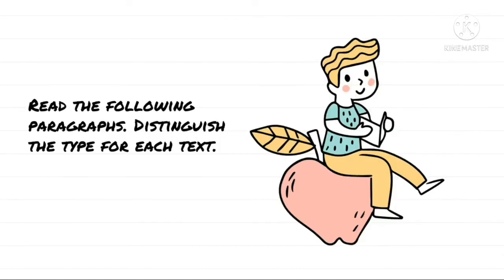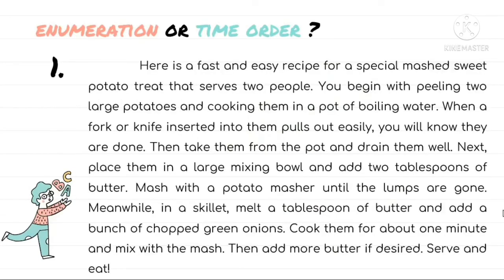Doing great? We still have 2 more exercises. Read the following paragraphs and distinguish the type for each text. Number 1, here is a fast and easy recipe for a special mashed sweet potato treat that serves 2 people.